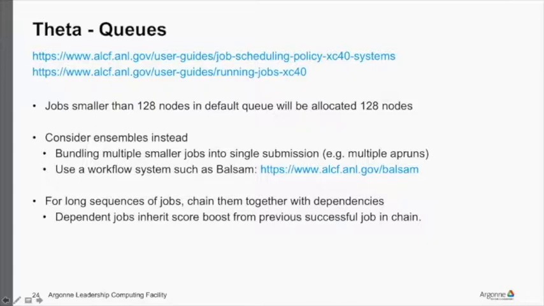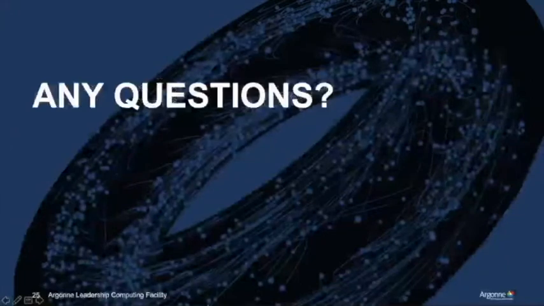For more complex workflows, maybe with dependencies between jobs that are submitted, there are tools available such as Balsam that may facilitate some more complex workflows within a job script. There will be a talk later at the workshop, I believe, on that. And again, to reiterate: for long sequences of jobs where job 2 has to run after the first job and job 3 has to run after the second one, I do encourage using dependencies. When the lead job finishes, a fraction of the score that job had when it started will be passed on to its dependent job. So it's essentially a score boost to help your throughput in the queue.